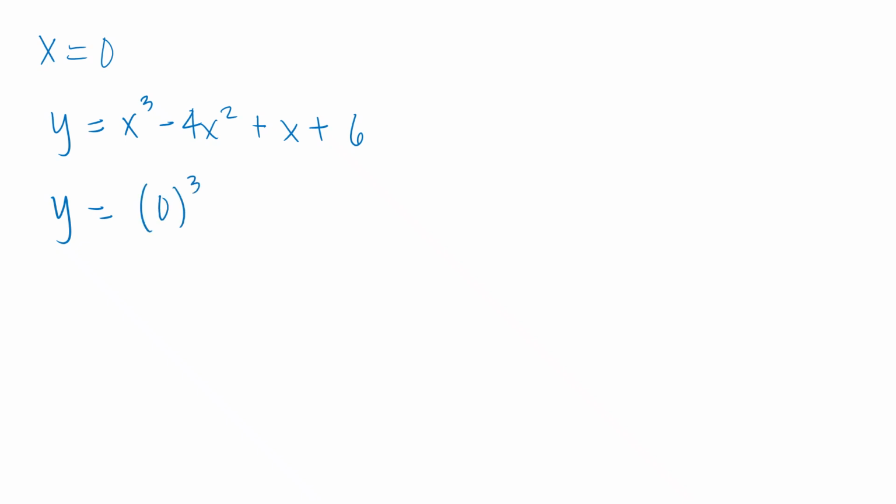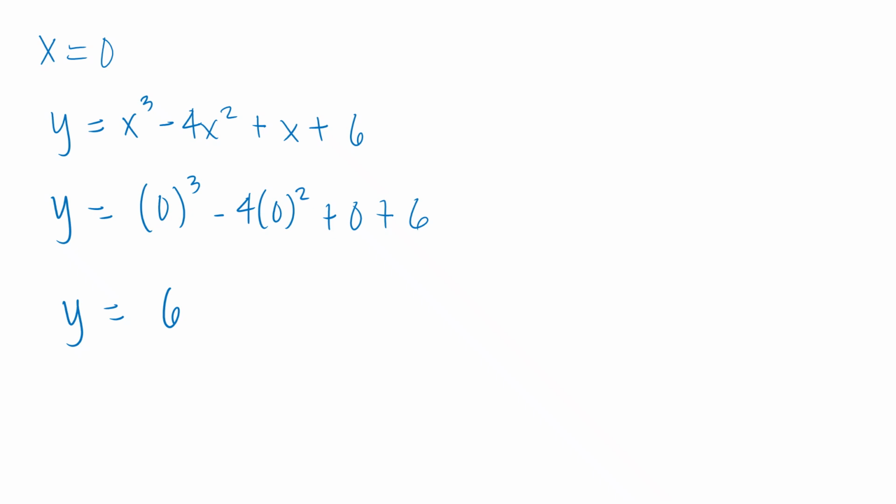So 0 cubed minus 4 times 0 squared plus 0 plus 6. So we have 0 cubed, 0; 0 squared times 4, 0; plus 0, 0; plus 6. So the answer is 6.